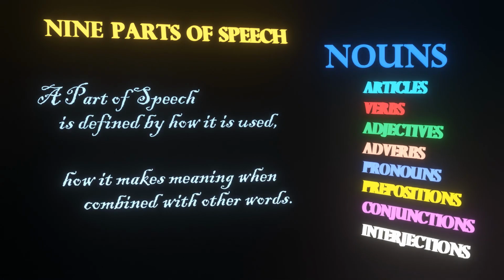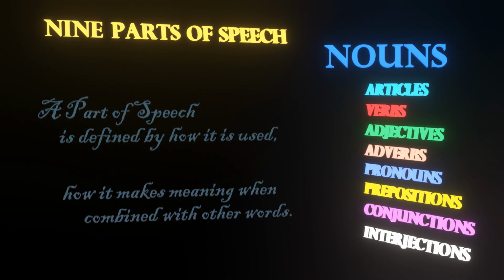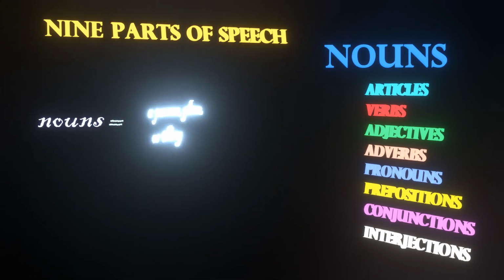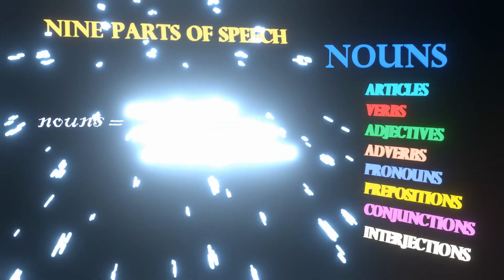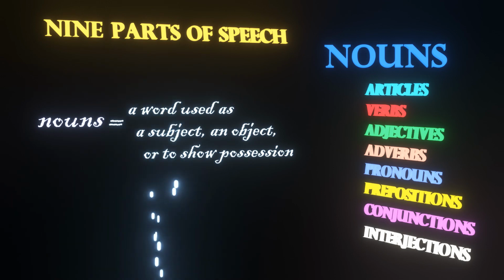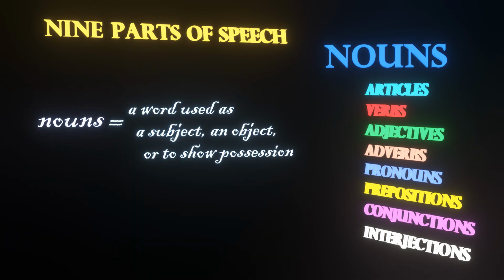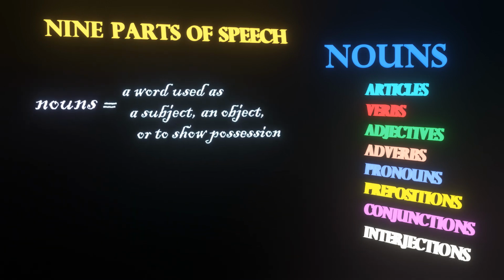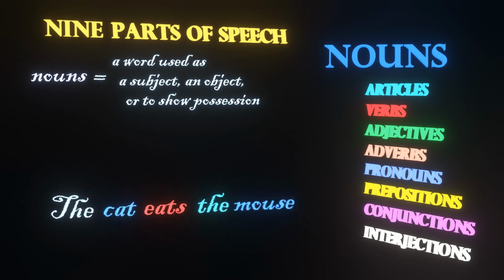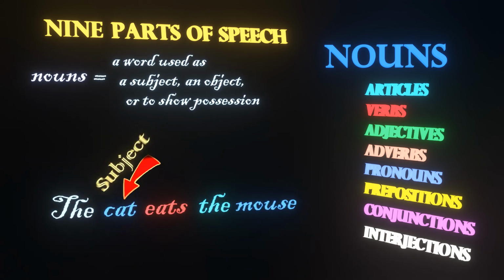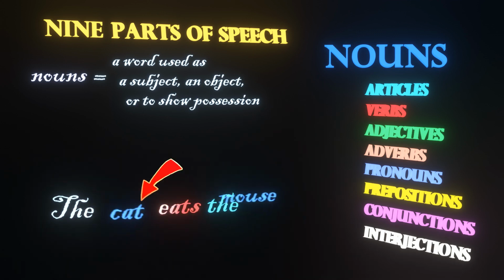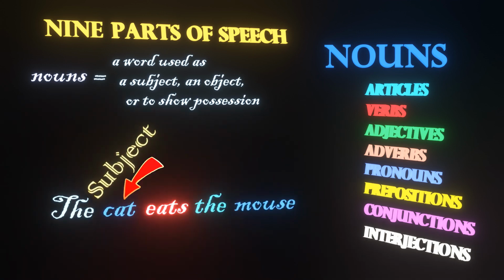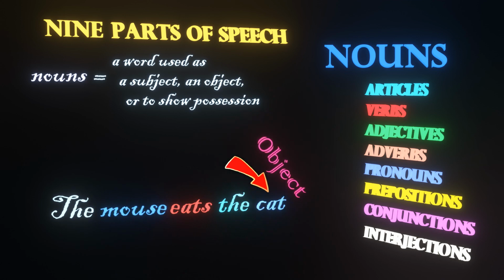Take nouns, for example. Most people define nouns as a word that refers to a person, place, or a thing. But it's better to define a noun as any word that can be used as a subject, an object, or to show possession. These different uses are what are referred to as cases, as in this case, the cat eats the mouse. But in this case, the cat is eaten by the mouse. In the first case, cat is the subject of the verb eats, while in the second, it's the object.